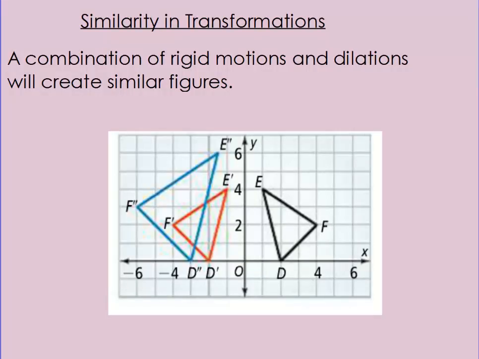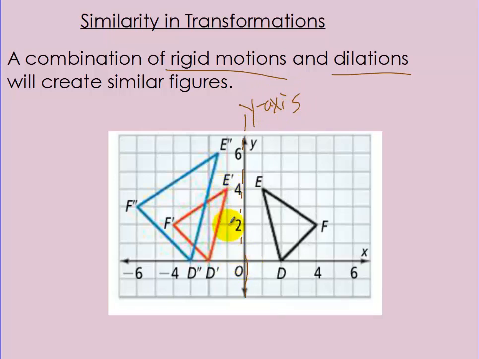Similarity and transformations. So shapes can be similar. Shapes are similar when there's a combination of rigid motions and dilations that can create them. So any amount of rigid motions and dilations will create that figure. This original figure would be the black one here, DEF. And what it looks like they did here to get the red figure is they mirrored it on the y-axis. So that gives you the red figure. And then it was scaled up from the origin.